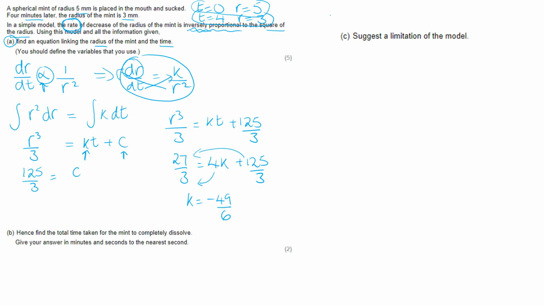So our equation is that r cubed over 3 is equal to minus 49 over 6 t plus 125 over 3. Now it didn't say in terms of t, that would mean make r the subject. It just said find a linking equation, so that would be fine to just leave it like that. In part B, hence find the total time for the mint to completely dissolve. Well, when the mint is dissolved, this is going to mean that r is equal to 0.